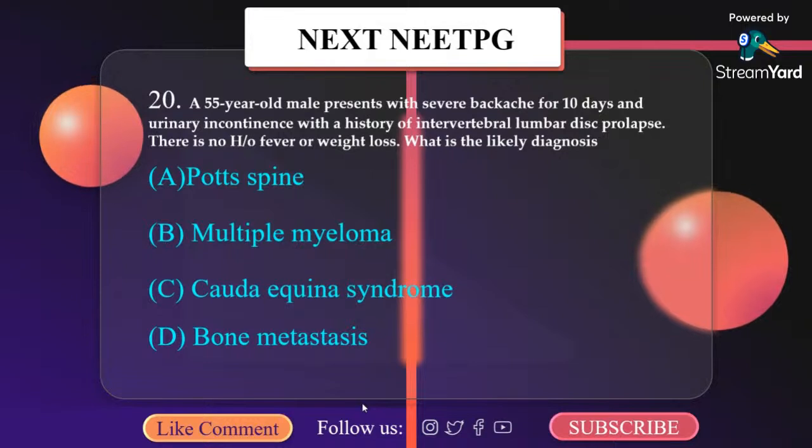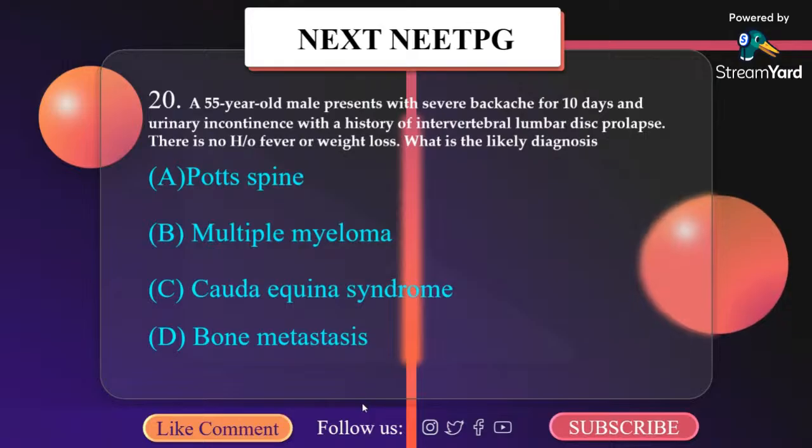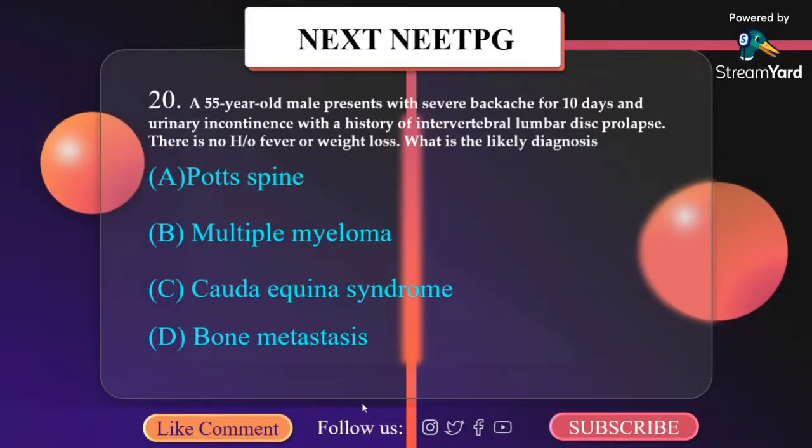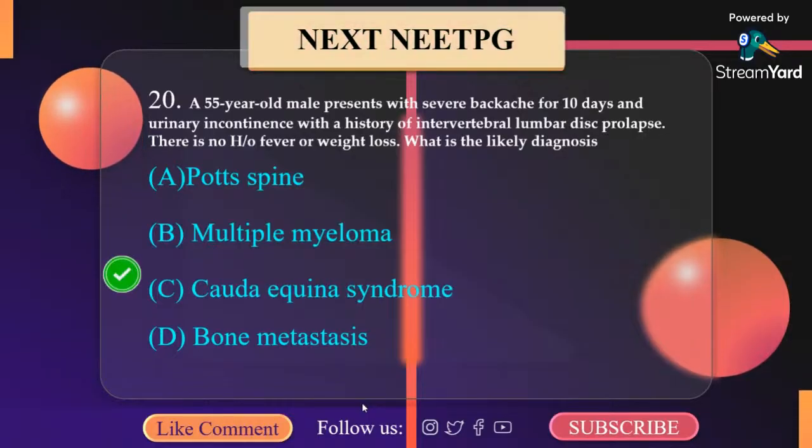A 55-year-old male presents with severe backache for 10 days and urinary incontinence with a history of intervertebral lumbar disc collapse. There is no history of fever or weight loss. What is the likely diagnosis? A. Pott's spine. B. Multiple myeloma. C. Cauda equina syndrome. D. Metastasis. It's cauda equina syndrome.